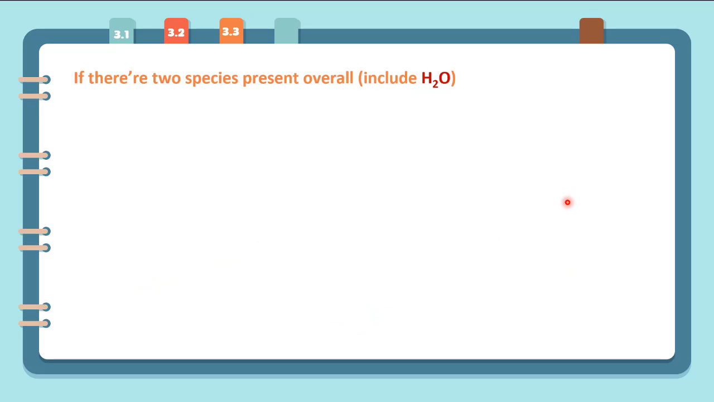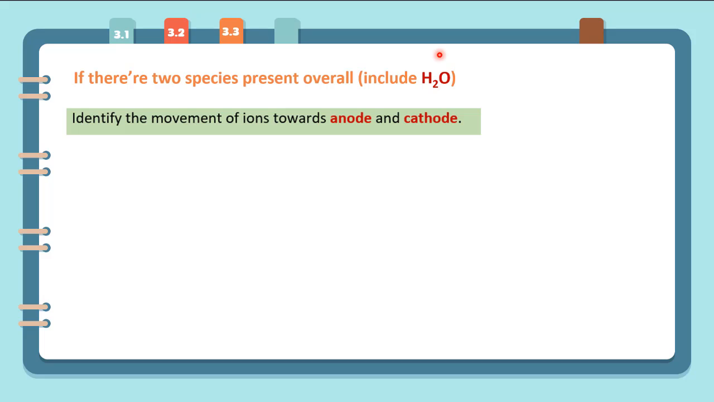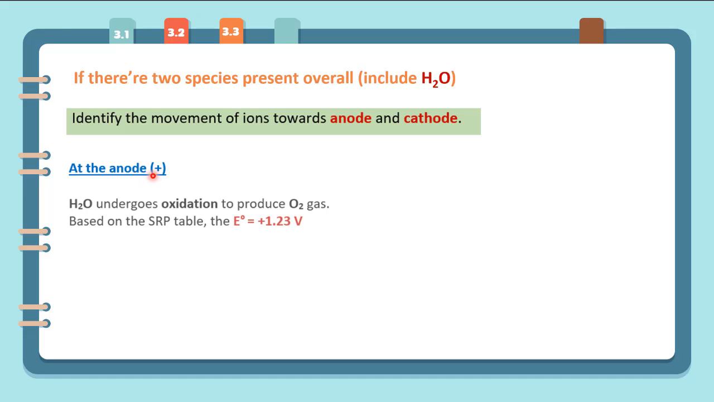So here are some guidelines for you. If there are two species present overall, and one of them is water, we need to identify the movement of ions towards the anode and cathode. Of course, H2O is neutral, so H2O can move to the anode as well as the cathode. Remember that the anode is our positive terminal in an electrolytic cell. At the anode, water undergoes oxidation to produce oxygen gas. So remember, water, oxidation, oxygen gas.